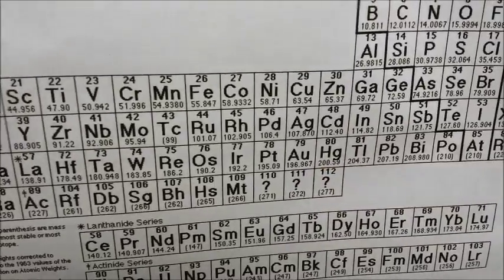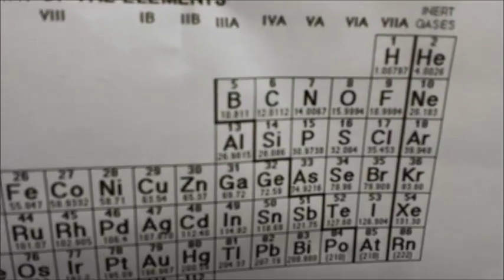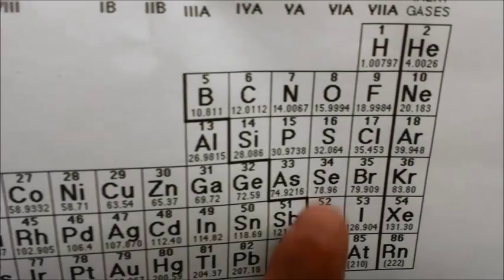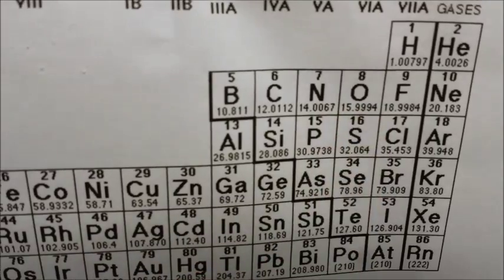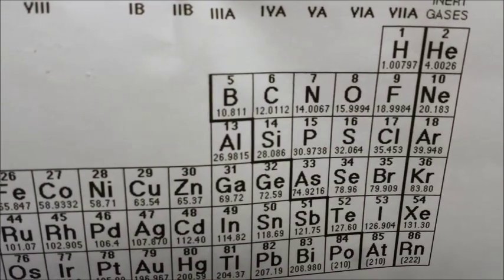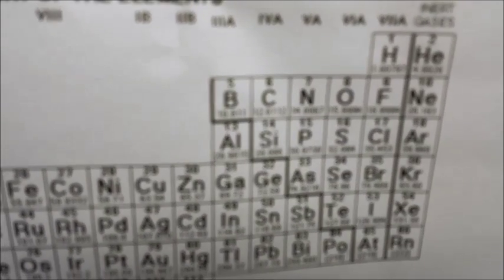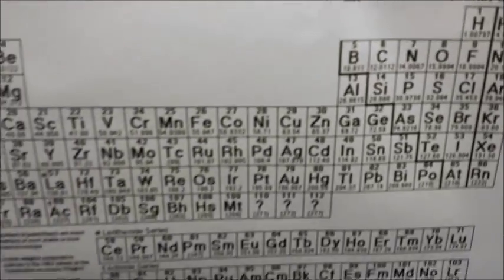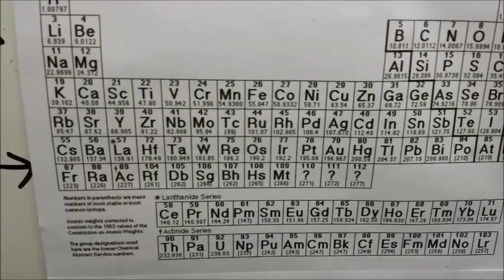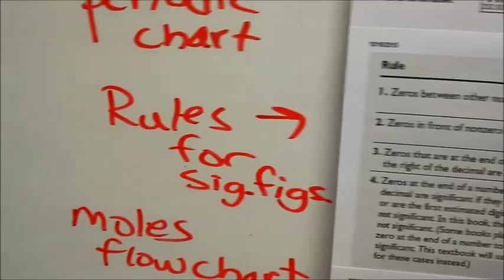And also oxygen at 15.99 grams per mole will be used in these beginning calculations. As we progress through the playlist, we'll be using other numbers in this periodic chart.